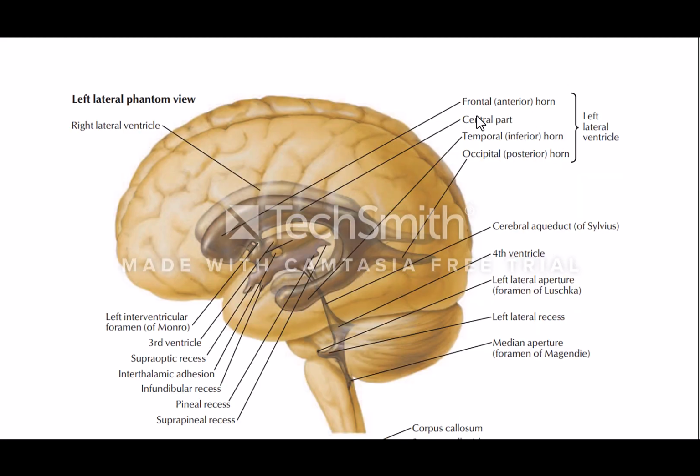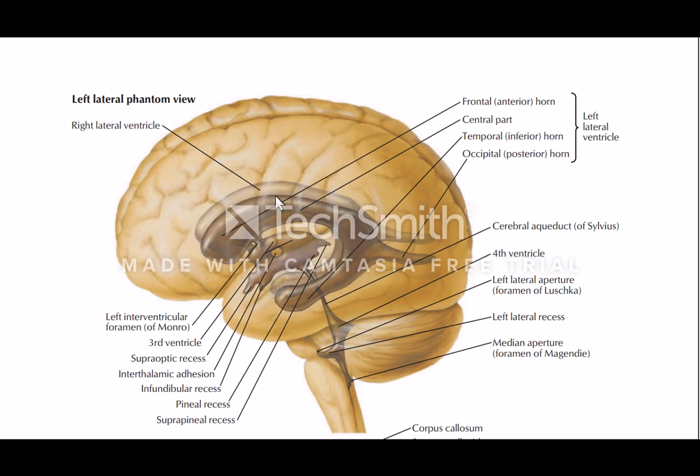So still an image, just to give credit to where I got this image from. This is actually from Frank Netter's Atlas of Human Anatomy. This is a left lateral view of the brain, a phantom view, which is a view that has been designed to show something inside. So you can see the right lateral ventricle, you can see the left lateral ventricle.